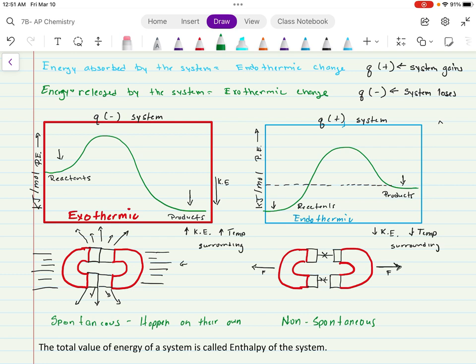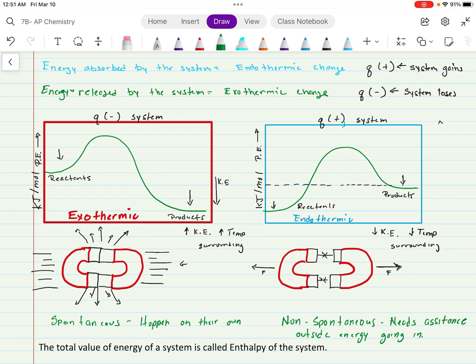Non-spontaneous reaction. This means that it needs assistance, or it needs outside energy going in. Okay? So, this is the fundamental difference between an exothermic and an endothermic system, right?